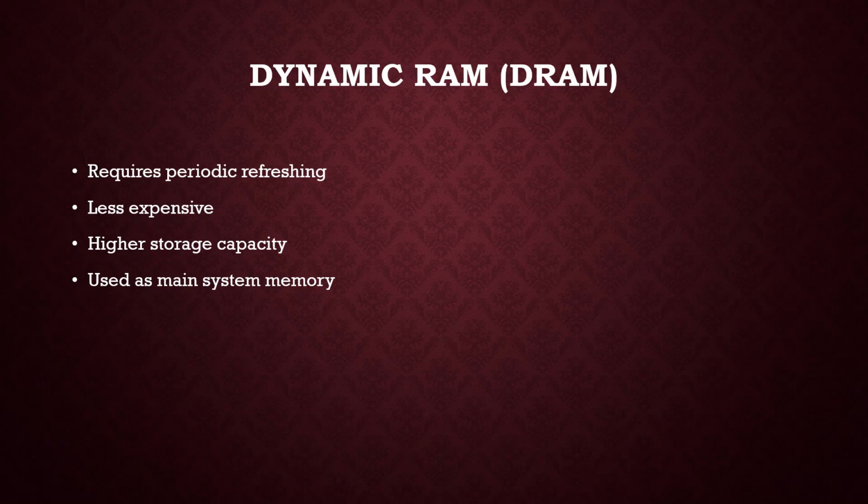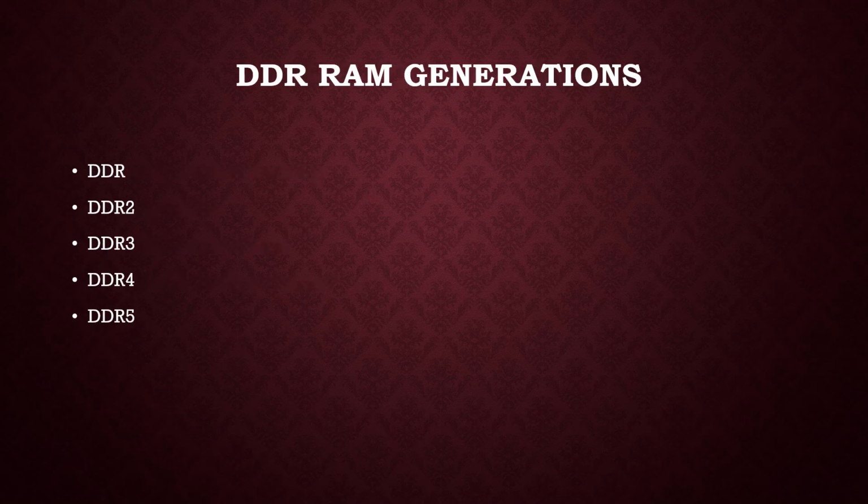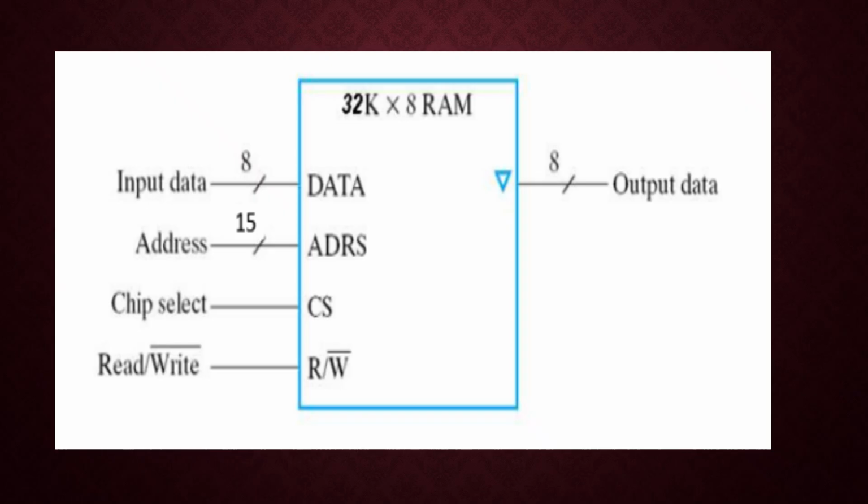So DDR RAM is DDR1, DDR2, 3, 4, 5. I have mentioned that dynamic RAM types are also DDR1, DDR2, DDR3, DDR4. So this is a simple block diagram for RAM.